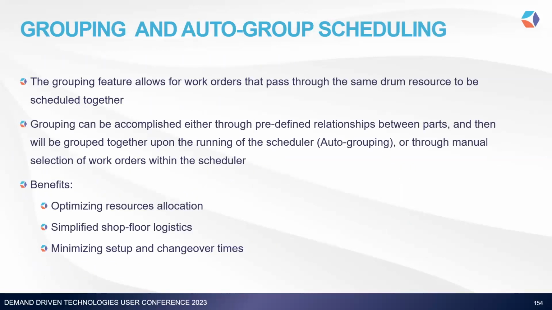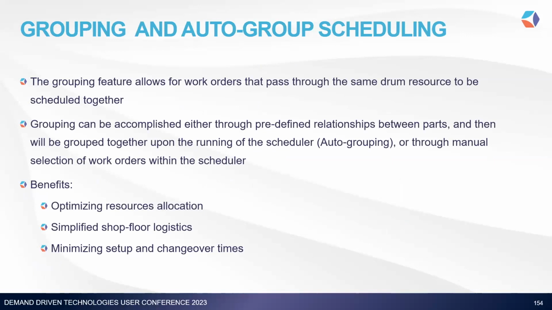And then we have grouping and auto grouping. So this feature allows for work orders that pass through the same drum resource to be grouped together so that they are following one right after the other. This can be accomplished either through predefining relationships within the software so that whenever you import work orders, those relationships are automatically built and assigned within the scheduler, or you can do it through a manual selection within the scheduler itself.